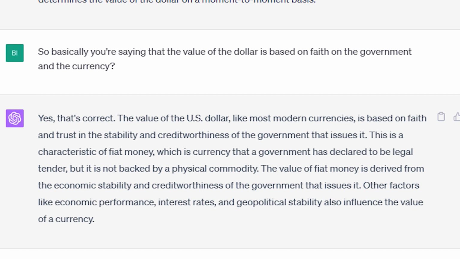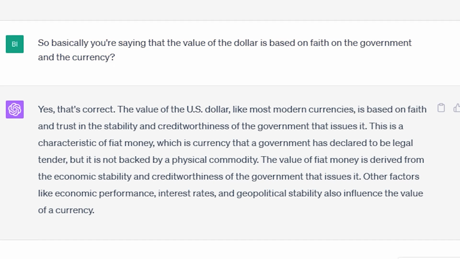But I just want to make sure I understand something here. Are you saying that the value of the dollar is based on faith? So I asked. So basically you're saying that the value of the dollar is based on faith in the government and the currency? You can see the full response here.